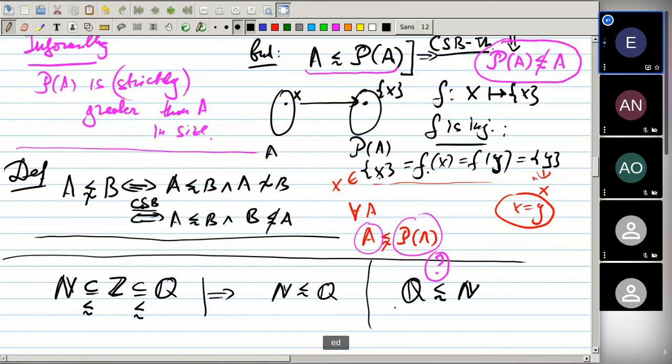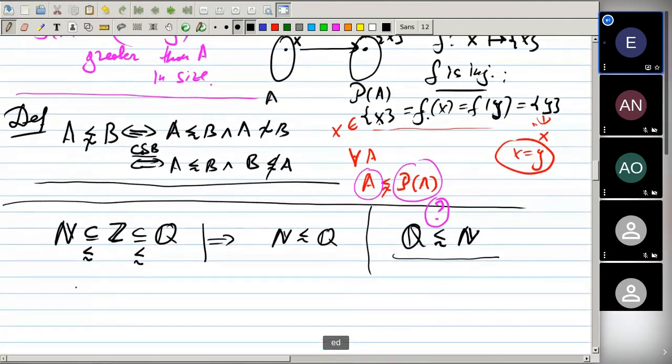But what can you say about Q? Apparently nothing. But nevertheless, this set Q is embeddable into N. And in view of our CSB theorem, Cantor Schroeder Bernstein Theorem, it is equivalent to N. Okay, let me prove this fact.